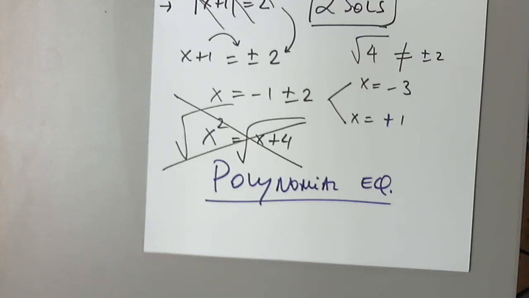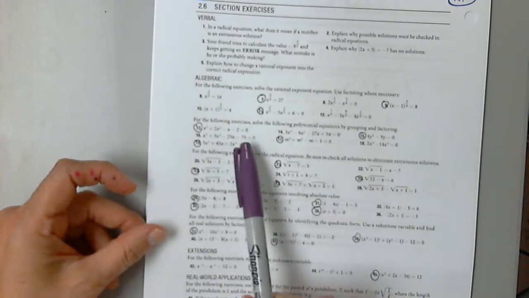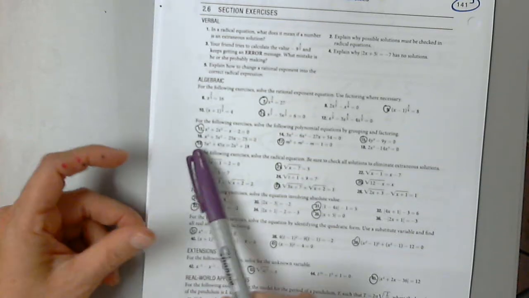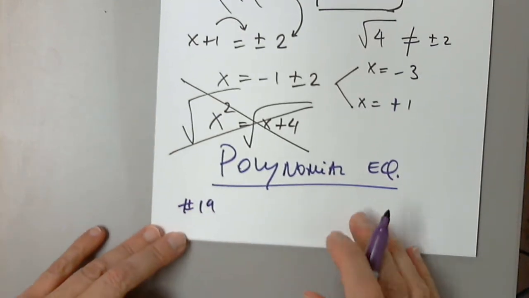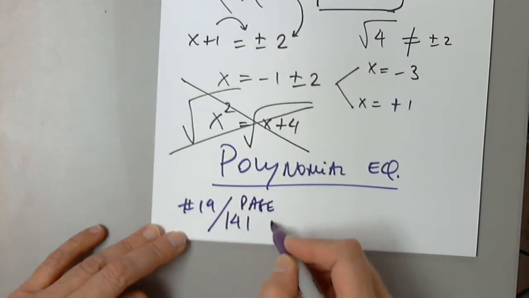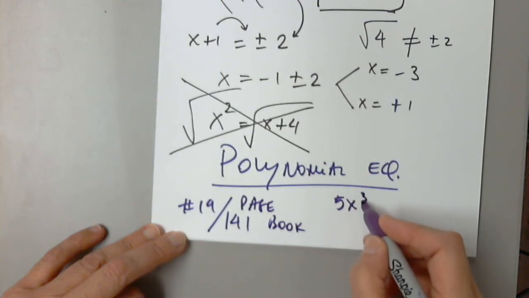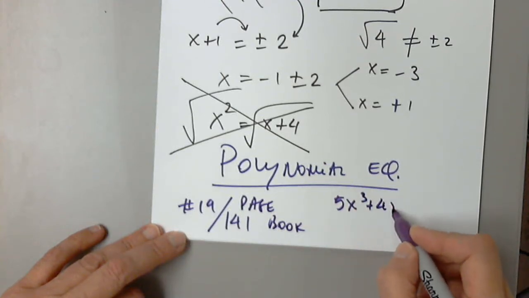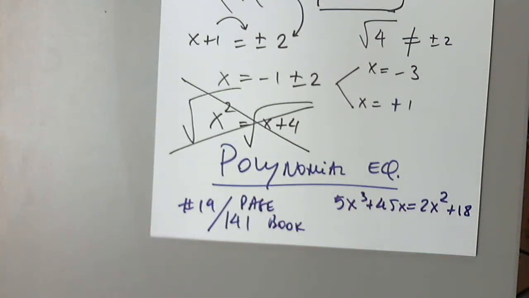Polynomial equations. I selected what they selected, so why not? Let's start with 19. I just circled what my colleagues selected. 19, this is from the book, page... And that is 5x cubed plus 45x equals 2x squared plus 18.